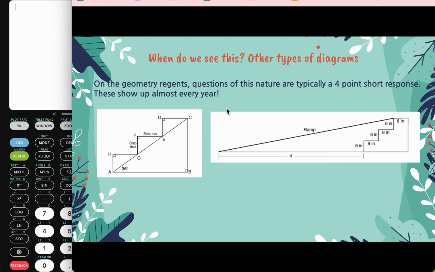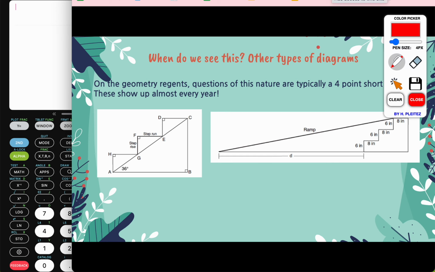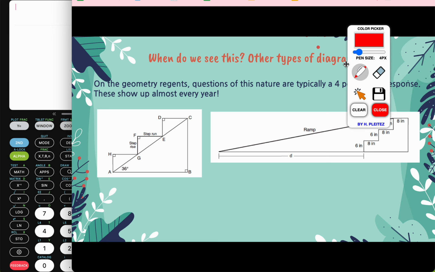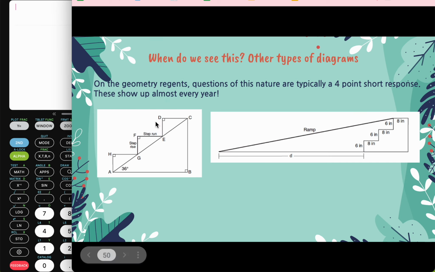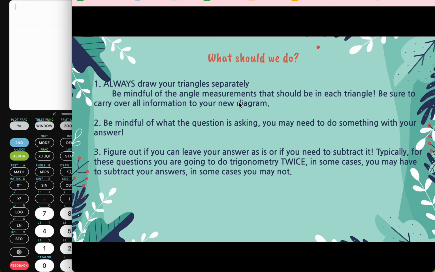Other types of diagrams you might see, the Regents loves to use steps as problems. Now in these cases, you just have a bunch of right triangles, like even here in this second diagram on the right. There might be times where we need to separate and draw a right triangle with these measurements, or since we have that this value is d, we might even stop here and make a right triangle here, and then we have an even larger one right there. So these are just some things to get us warmed up.